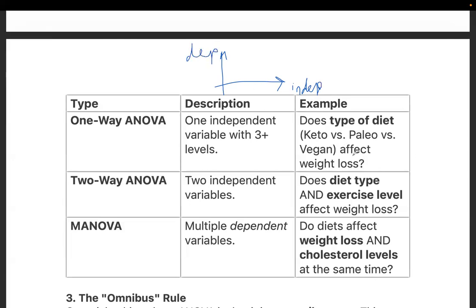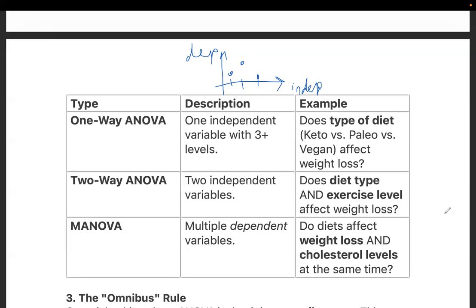For example, type of diet is the independent variable. Maybe this diet causes this much weight loss, this one causes this much weight loss, and this one causes this much weight loss. Weight loss is the dependent variable, being caused by the type of diet. And we have only one independent variable.